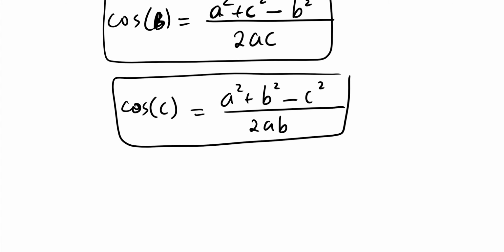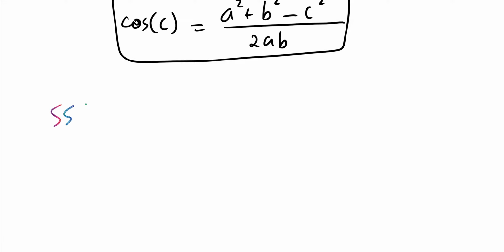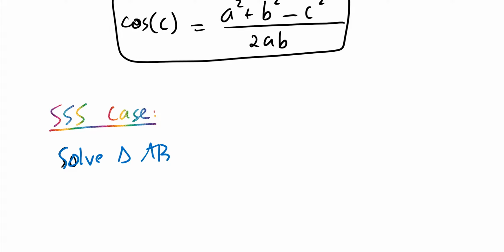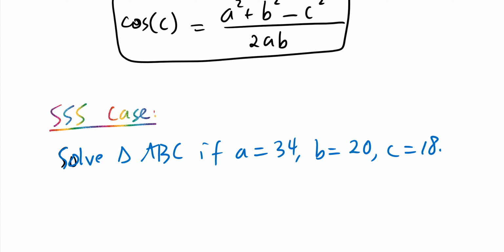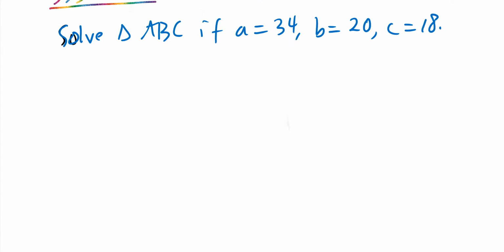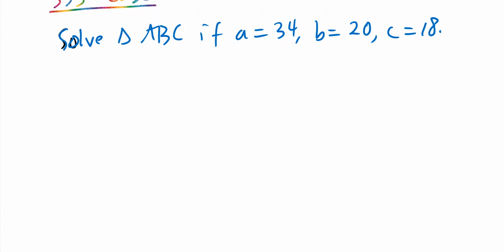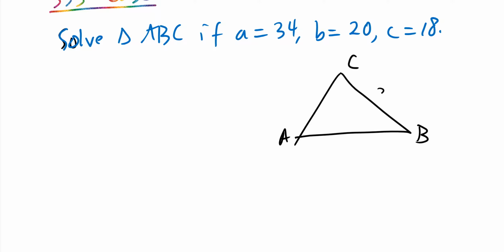So that was the case when it's given as side angle side. What about the SSS case? When they give us 3 sides. Let's say, solve triangle ABC if A is 34, B is 20, C is 18. So they give me 3 sides. So that's an SSS case. In this case, you can draw the triangle if you like. This is A, B, C, and A is 34, B is 20, this is 18.